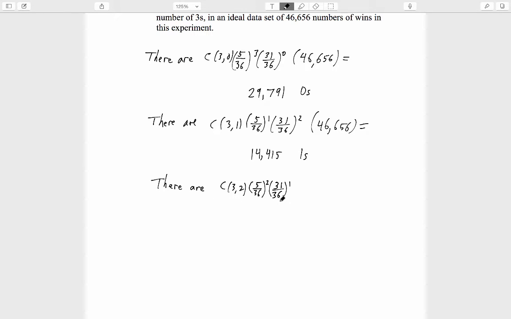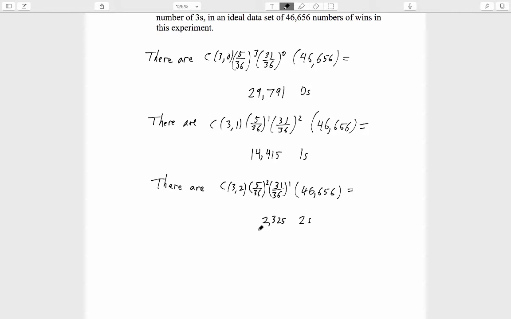The number of 2s in the ideal data set is found in a similar way. The probability of 2 wins, 1 loss in 3 rolls times the total number in the ideal data set. Now that's just 2,325 2s, so this is only about 5% of the total, as we computed earlier. That works out concretely to be 2,325 2s in our long list of numbers.